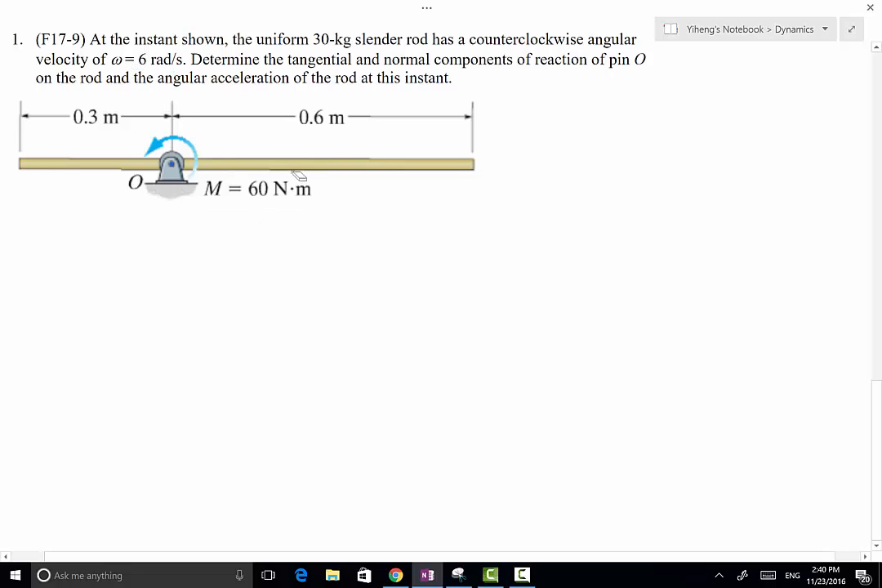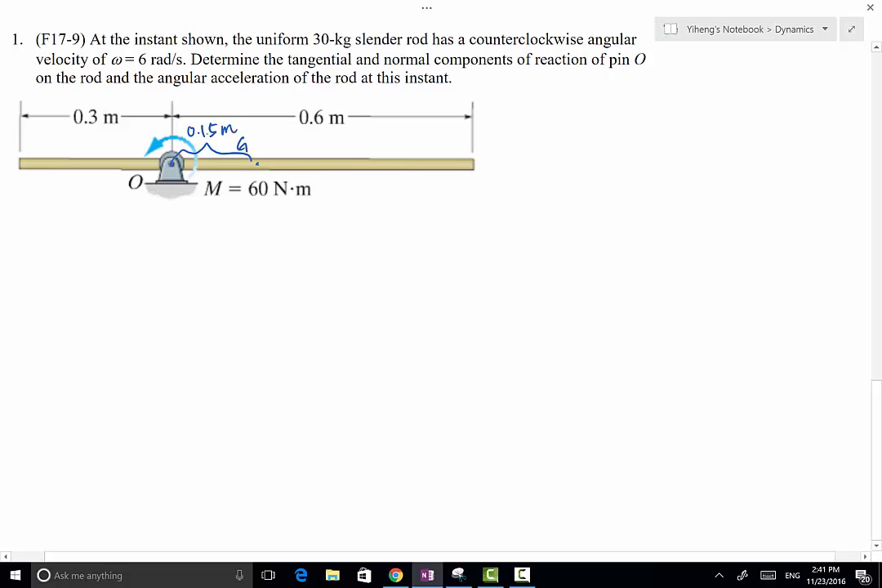So we start with drawing the free body diagram. I'm just going to draw the free body diagram directly on this sketch so that I can get the length relation correct. This is point G, which is the gravitational center for this rod. And because this is a uniform rod, point G is right there in the center. This total length is 0.9 meter, which means that point G is 0.45 meter from the edges, which also means that it is 0.15 meter from the rotation center, point O.